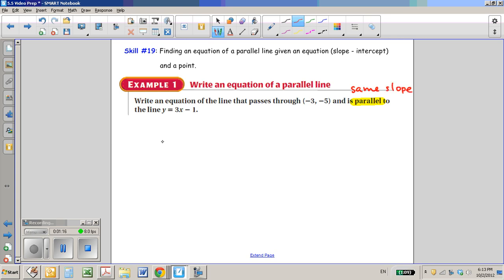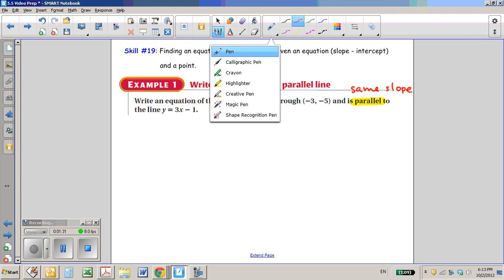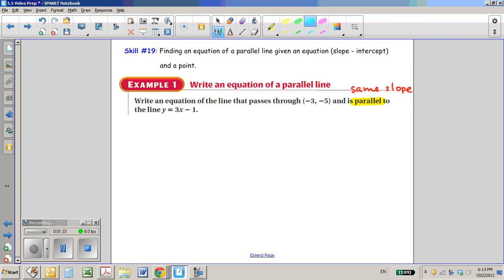Okay? So we're going to write an equation of a line passing through -3, -5 that is parallel to y equals 3x minus 1. Okay. So if I have the same slope, I'm going to look at this equation and find the slope in the equation. So remember, this is in mx plus b form, so this little 3 is the slope that we're interested in. And that's the only thing you're interested in.